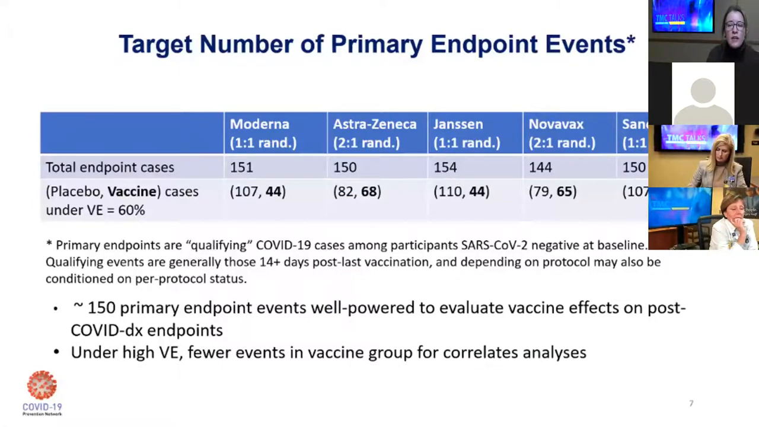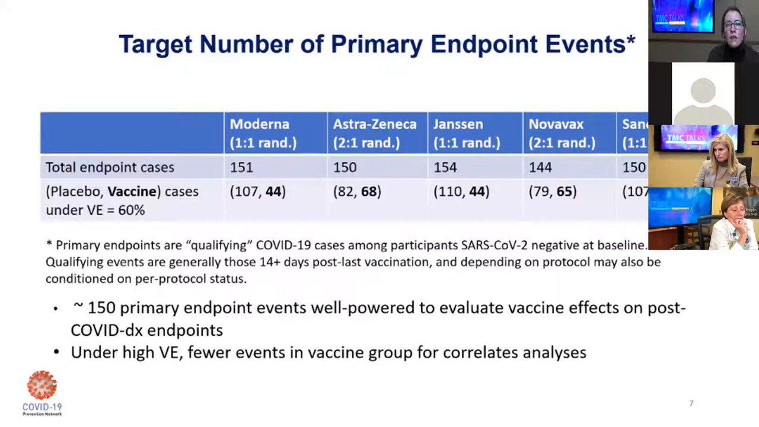This is a slide just to show you the target number of primary endpoint events that we need to be able to find out if the vaccine works. And you can see that for the Moderna study, for example, we needed 151 cases of disease to be able to see if the vaccine works. What we expected if the vaccine was 60% effective would be 107 cases among those that received the placebo versus 44 cases among those that received the vaccine.